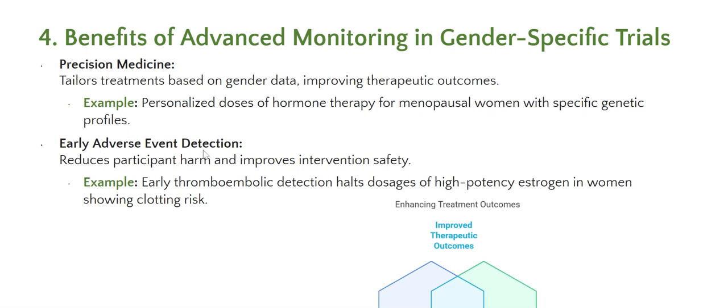Early adverse event detection. Another benefit, in addition to precision medicine, reduces participant harm and improves intervention safety. For example, early thromboembolic detection halts dosages of high-potency estrogen in women showing clotting risks. And here's a summarized diagram on enhancing treatment outcomes. We have gender data, we have precision medicine, and in the common area here, we have improved therapeutic outcomes.